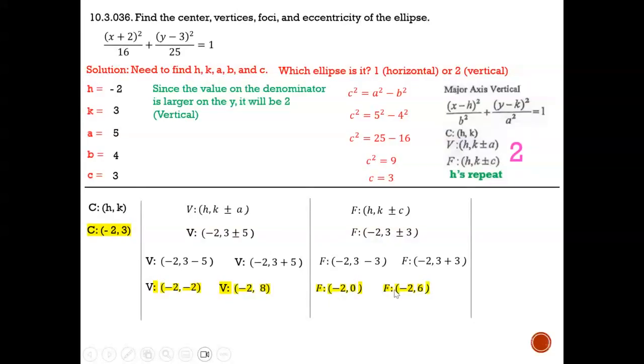For the eccentricity, e is equal to c over a. My c is 3, and my a is 5, so it's going to give us 3/5. That's a ratio. Okay? So I found what they were asking for: my center, my vertices, my foci, and my eccentricity.